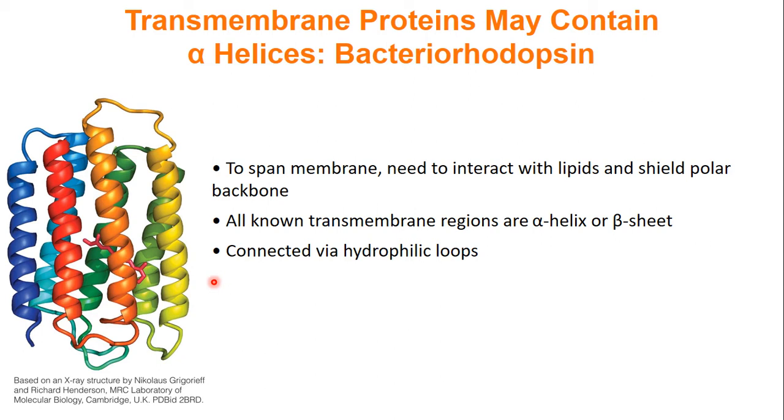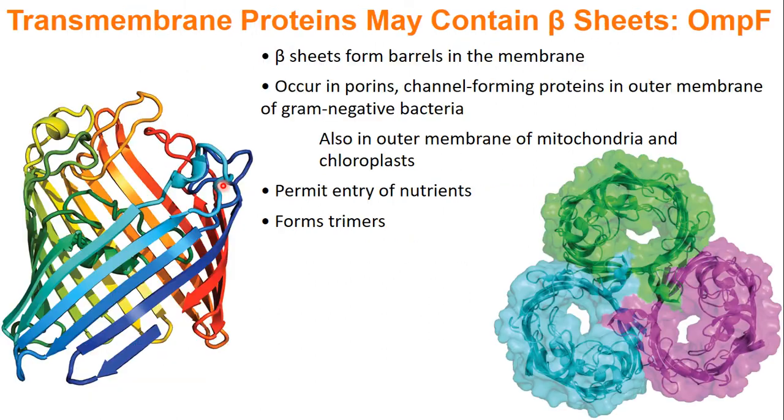So let's look at alpha helix, and it makes sense that they're shaped this way because with the helix, you can have hydrophobic residues interact with the lipids while the backbone is interacting with itself to form hydrogen bonds. And so you are shielding your backbone while interacting with the lipid. So it makes perfect sense why you will find alpha helixes in the membrane.